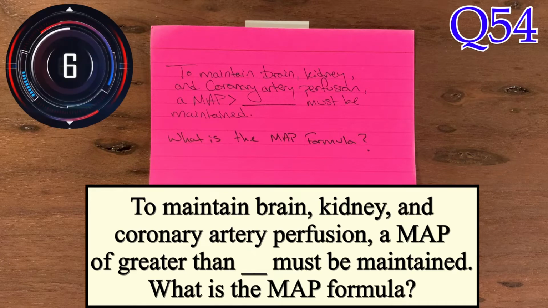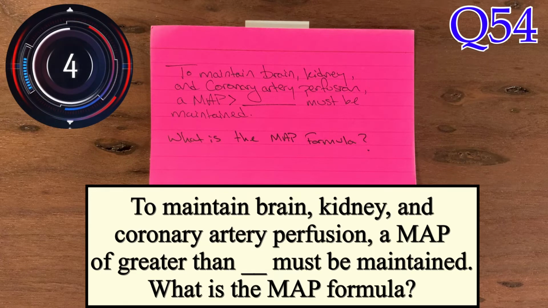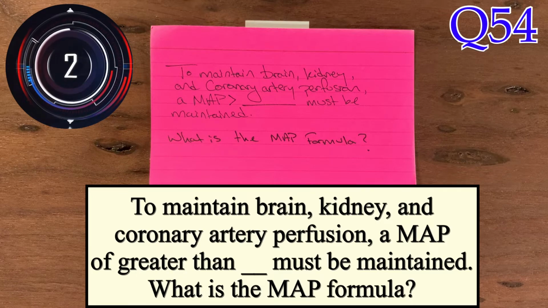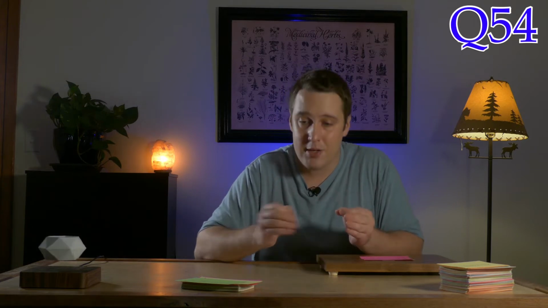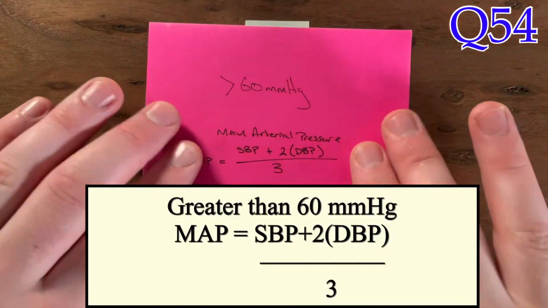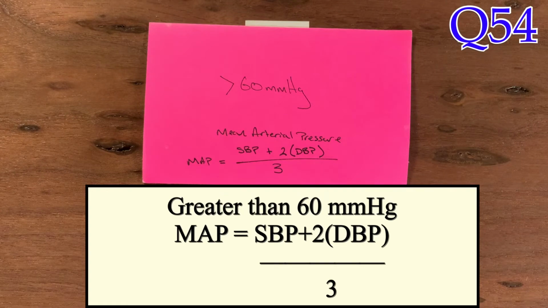So MAP stands for mean arterial pressure, and the reason why it's important is because in order to perfuse the body's organs and tissues, a certain pressure must be maintained within the arteries. This pressure needs to be greater than 60 millimeters of mercury in order to properly perfuse the brain, the kidneys, and other vital organs.